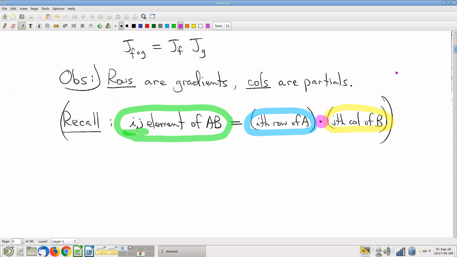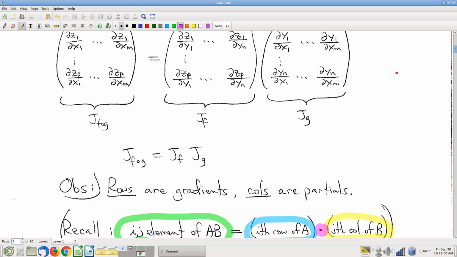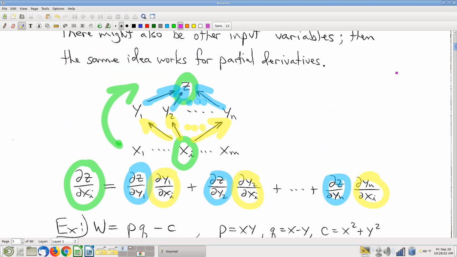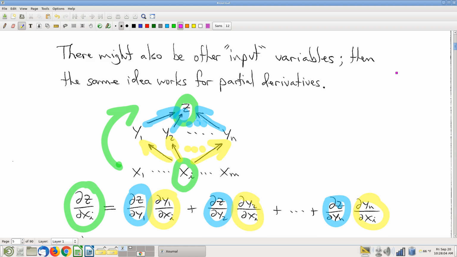Okay. So now let me show you what that makes this formula turn into in terms of matrix multiplication. Now keep in mind what this formula is. It's about paths. You have a bunch of terms that all look kind of like this, right? So partials of z with respect to the y's being multiplied by partials of the y's with respect to whatever your input variable xi is.